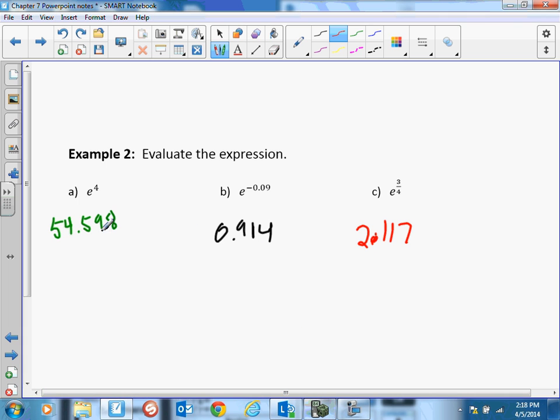So basically just put it in your calculator. If you don't have a TI-84, I can show you where to find it on the different calculators, Casio, whatever, but they usually are pretty easy to find.